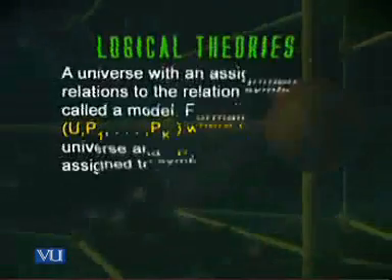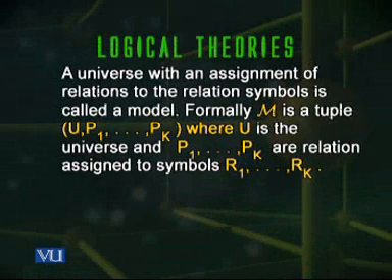Specifying the universe and the relation symbols is what is called a model. Let's look at what a model is formally. A universe with an assignment of relations to the relation symbols is called a model. Formally, a model M is going to be a tuple U, P1 up to Pk, where U is the universe and P1 up to Pk are relations assigned to R1 up to Rk.